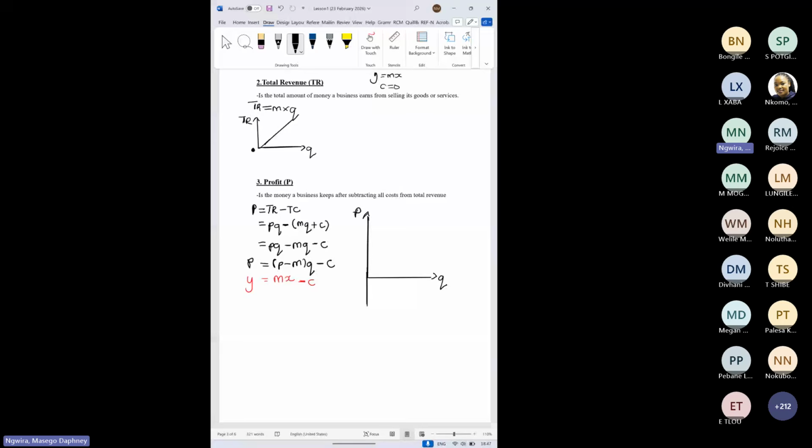So now when I draw that, now my C is going to be somewhere here. This is a negative C. So my graph is going to touch here and go up because my gradient is still positive. All right. So now this is your profit function. So this is how we plot it, or how we present it graphically. So now if you can check, your profit here is on the negative side. So if your profit is negative, it means that it's a loss.